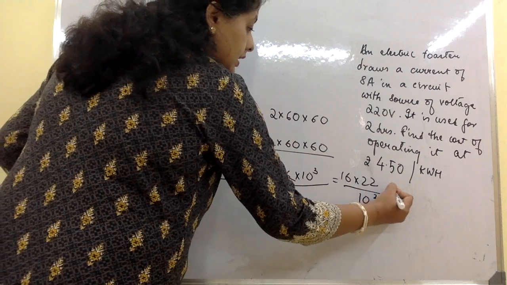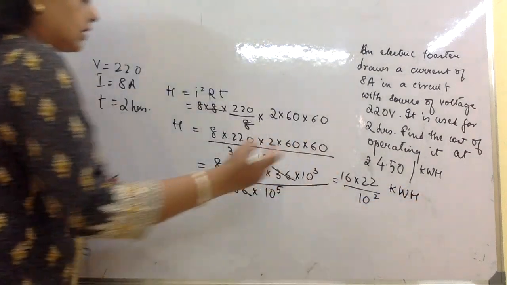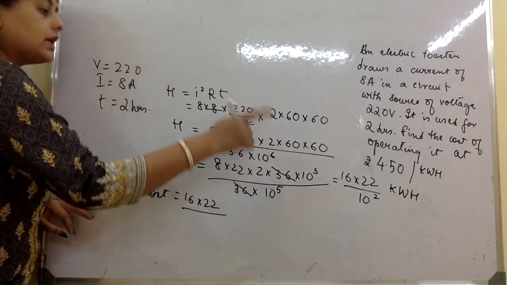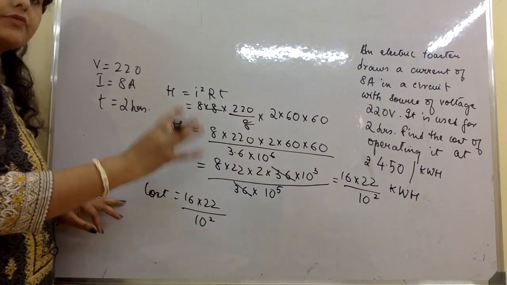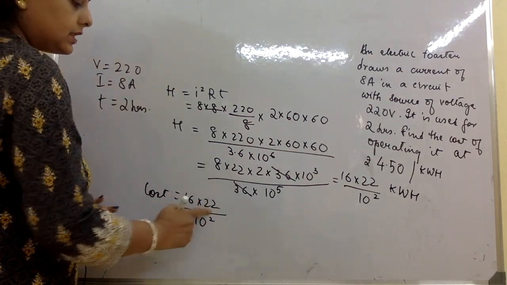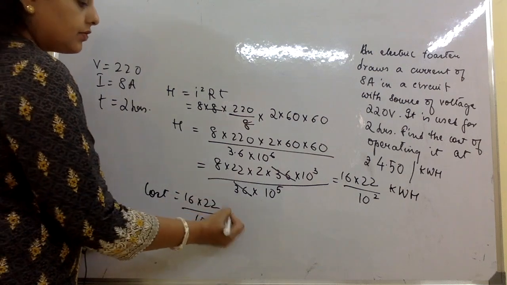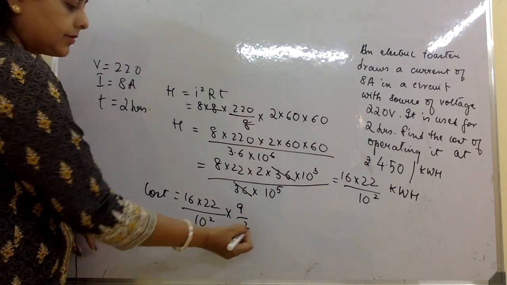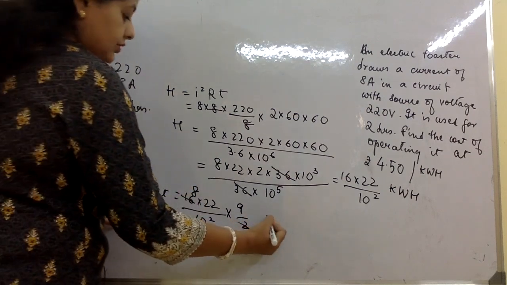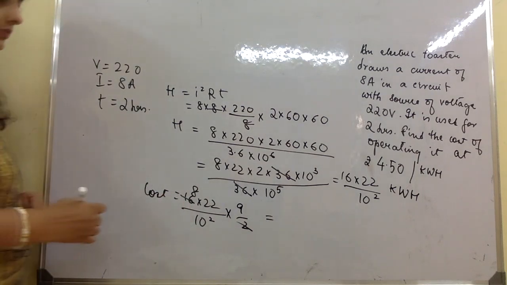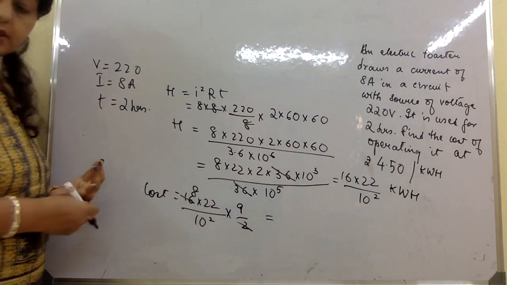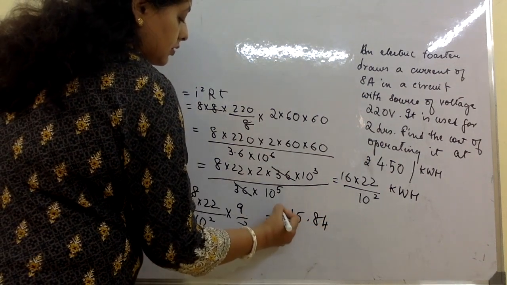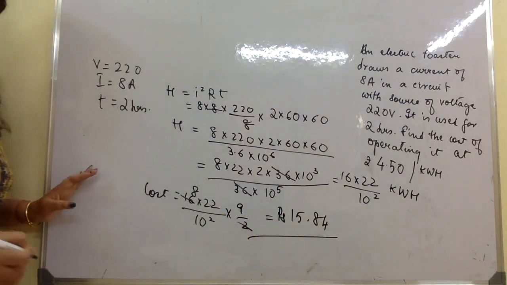So 16 into 22 by 10 square, that many kWh, kilowatt hours. Okay, but now the cost is 16. Still, you can note, I have not multiplied. Okay, still I have not multiplied and divided. Now this is 16 into 22 by 100 into 4.5 rupees for every kilowatt. So I'll write 9 by 2. Okay, that makes it 8. Okay, so if I calculate this, I get a total of 15.84 rupees. Okay, so this is my final cost.